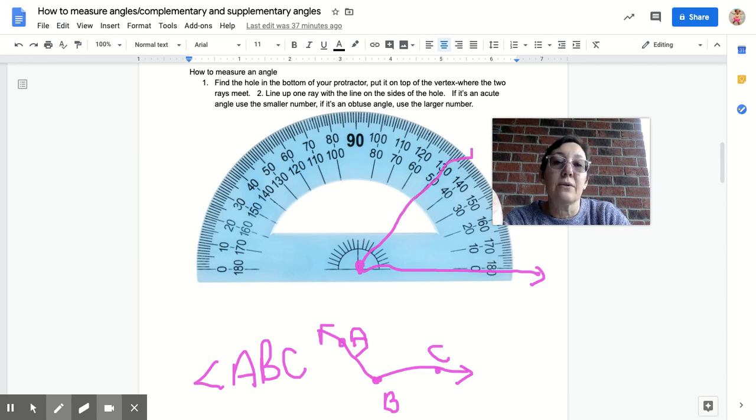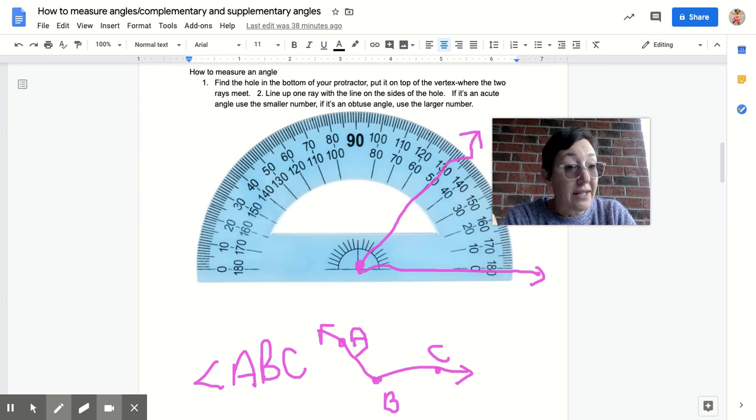So here's this, oh, that one went way wonky, but here we go. So this is one ray and another ray. I've lined up the vertex with the circle, the hole in the bottom of my protractor, and I have lined up the bottom line with one of the rays, and now I can measure. So you ask, well, it says it's 50 and 130.